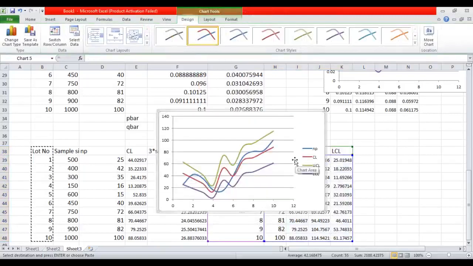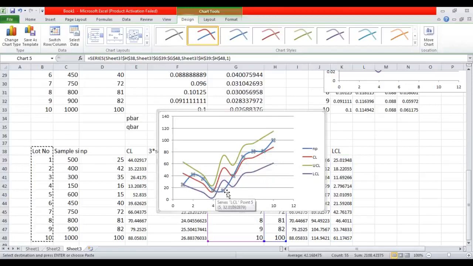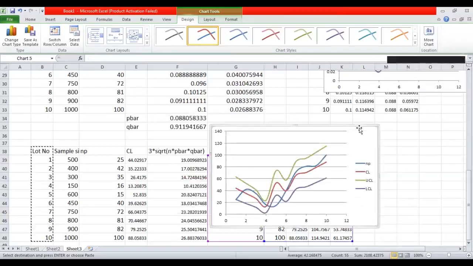Now this is the NP chart. So this green color line is UCL, this maroon color line is CL, this violet color line is LCL, and this blue color line is the required D values. If you observe, this D value is coming above the UCL. At one point, it is coming below the LCL. So the process is not under control for this NP chart. So in this way, we create P chart and NP chart.